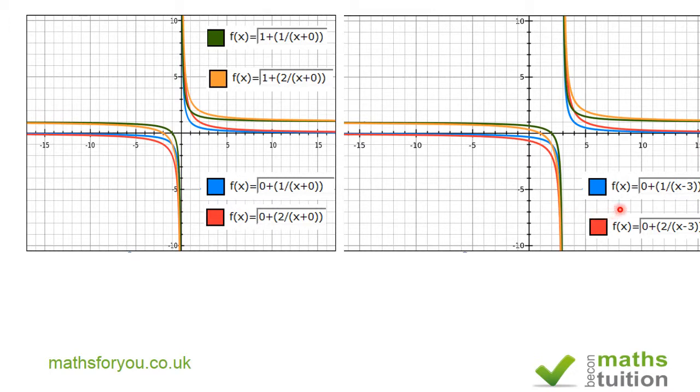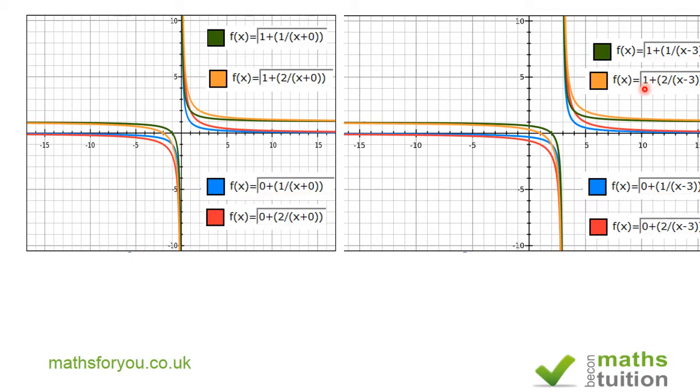The horizontal asymptote y is equal to 0 still remains the same for the blue and the red graphs here, and the effect of the numerators is still the same. Now, for the green and orange graphs, what I've done is I've changed my horizontal asymptote from 0 to 1.